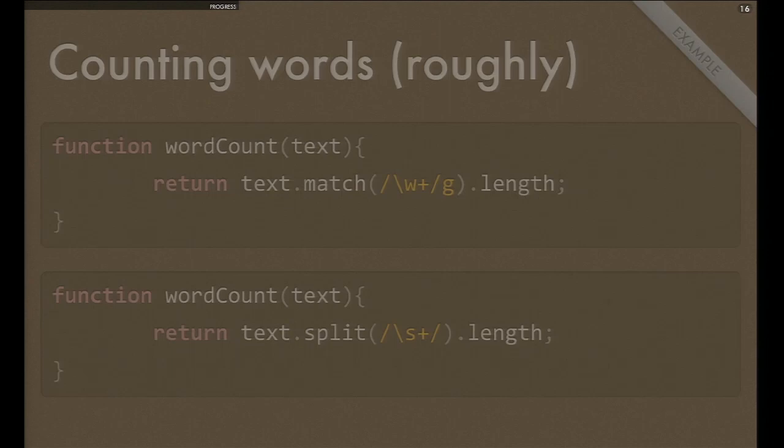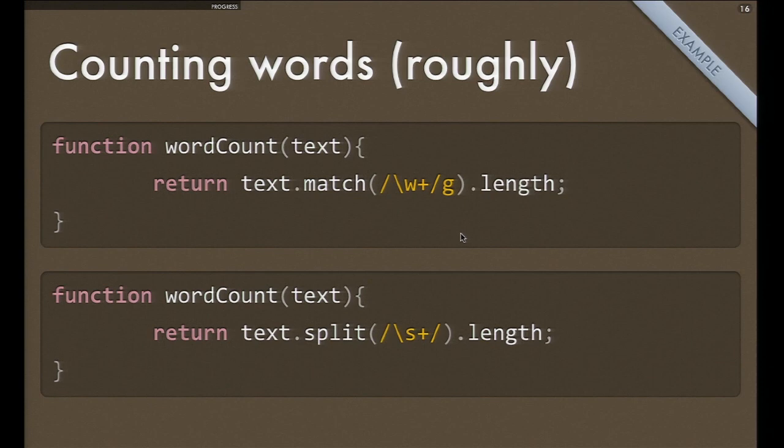We can use this to count words in some text. These are two different ways, each with their own advantage. For example, the first one matches all the words and counts how many words it matched. The second one splits the text where it has whitespace and counts how many words you have according to that.